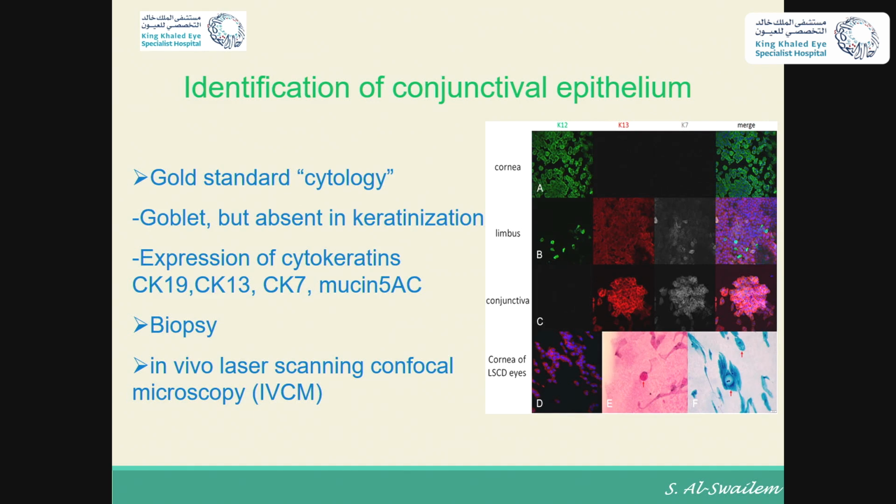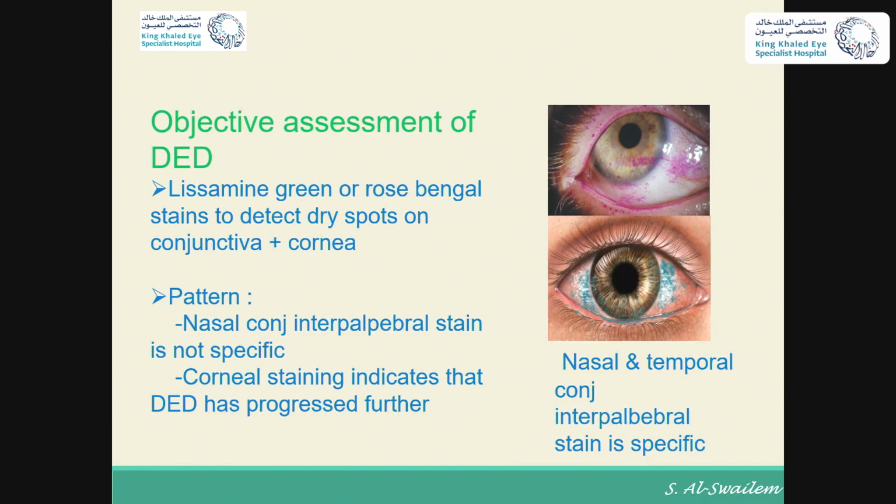And then the most popular one, if you have access to it, is the confocal microscopy. It will confirm to you that this is a conjunctival epithelium and not corneal epithelium. Another way that is not specific is by the use of stains. You see us using a lot of stains in the clinic, and it's a very popular way, and it's the cheapest one, and then we can detect dry eye disease.